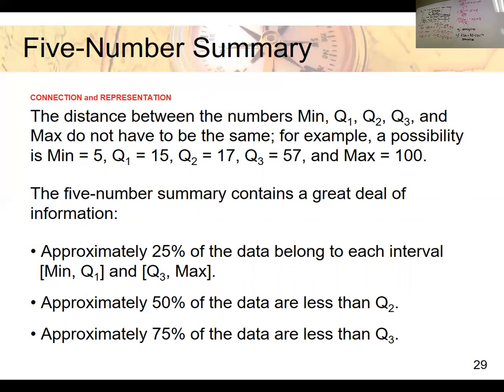And of course, that 5-number summary has a lot of information that we can get from it. So 25% of the data belongs to each interval: the minimum to Q1 and Q3 to the max. 50% of the data are less than Q2, and 75% of the data are less than Q3.